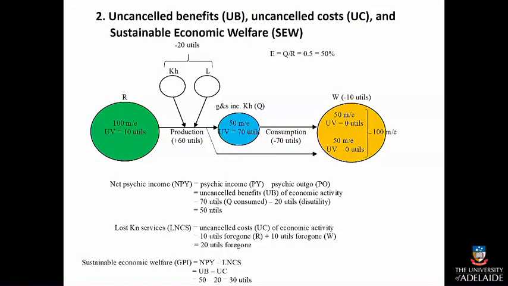So sustainable economic welfare is basically equal to net psychic income minus lost natural capital services, which is uncancelled benefits minus uncancelled costs, which is 50 minus 20, which is about 30 utils, and that would be the value of the GPI.